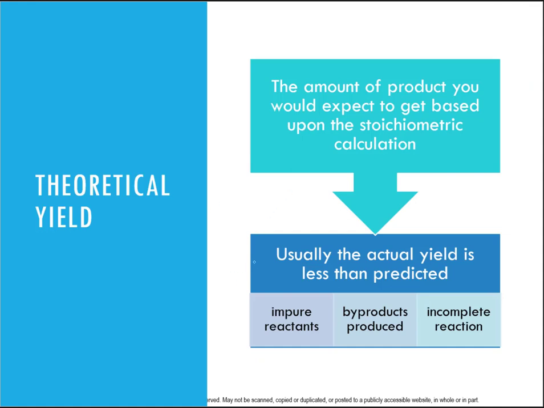Now, can we ever get 100% or more than 100%? I mean, it can't get greater than 100%. Could we get exactly 100%? Doubtful. Usually our actual yield is less than the theoretical yield because of several reasons. We could have impure reactants, we could have other byproducts produced, we could have an incomplete reaction, or you could have lost product by human error.